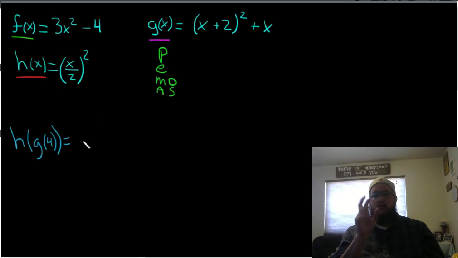So the first way we can do this, the way I suggest doing it, seems more complicated, but in the long run it'll pay off when you get to more complicated math. My h function is x squared, or x divided by 2 squared.